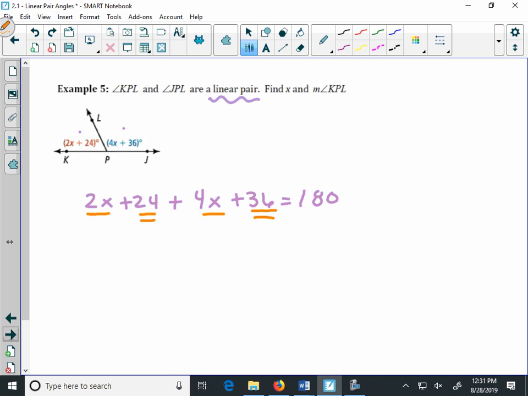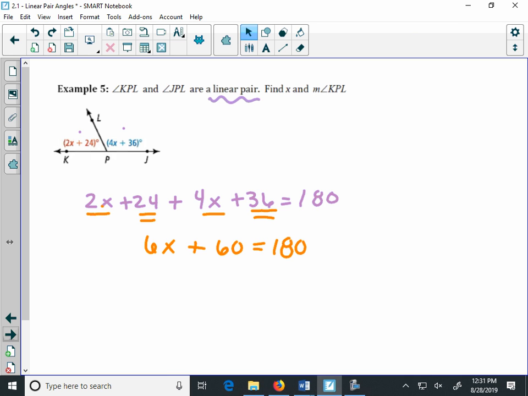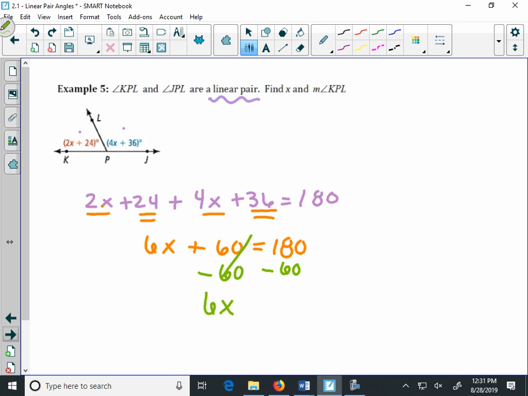When we combine our like terms, 2x plus 4x is 6x. 24 plus 36 is 60. To get x by itself, move the 60 over. Divide by 6. And 120 divided by 6, x equals what?